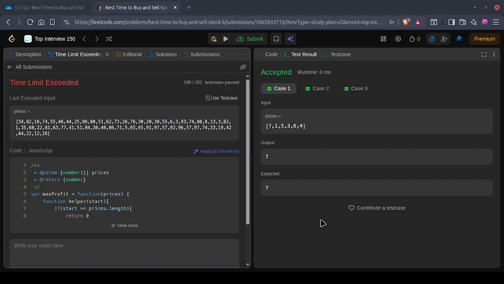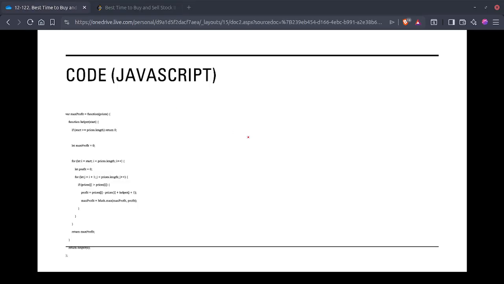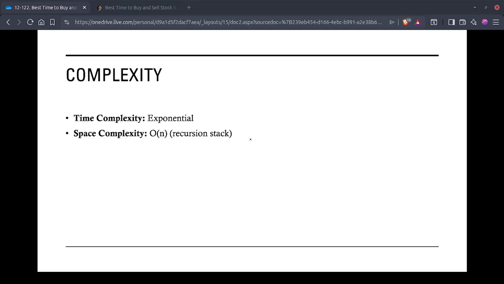See, I got the TLE. Again, this code is just for understanding. You should never use this in an interview, because the time complexity is exponential, and the space complexity is big O of n due to the recursion stack, and this solution gets the TLE also. So let's move to the optimal solution.